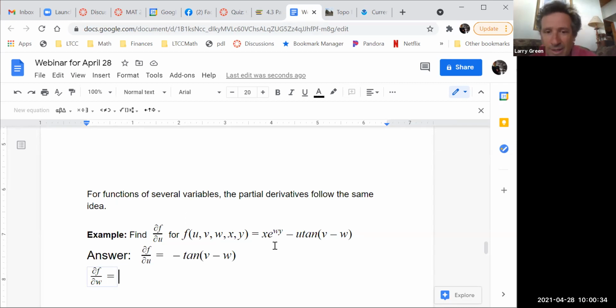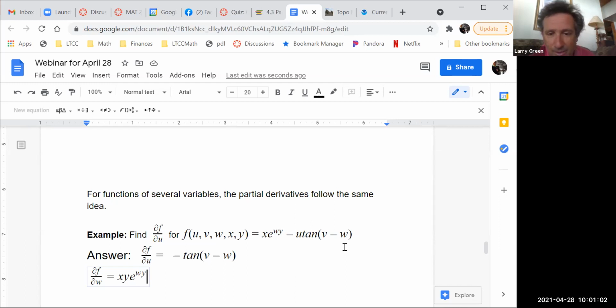Is it chain rule? Yeah, we need the chain rule because we got to take the derivative of the inside, and the inside is wy, and the derivative of wy with respect to w is y. We still have the x, that's a constant, so I'm going to write xy and then e to the wy. Any questions on that?